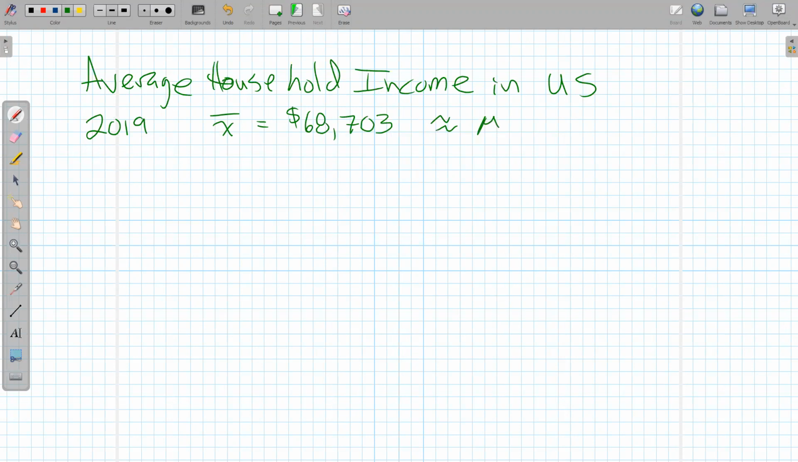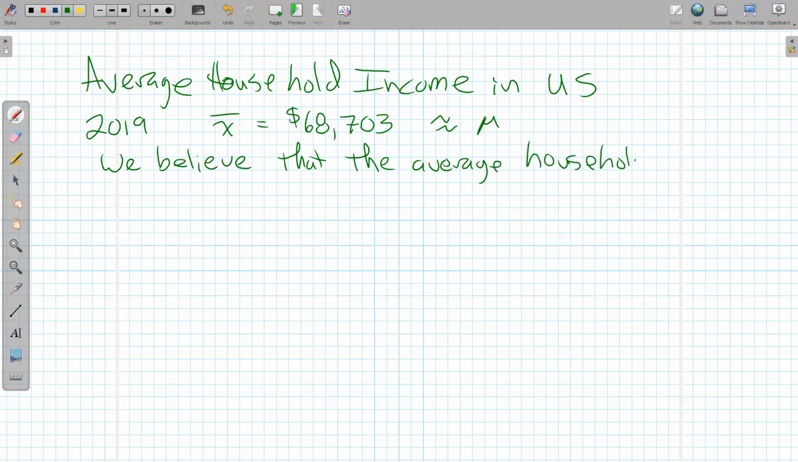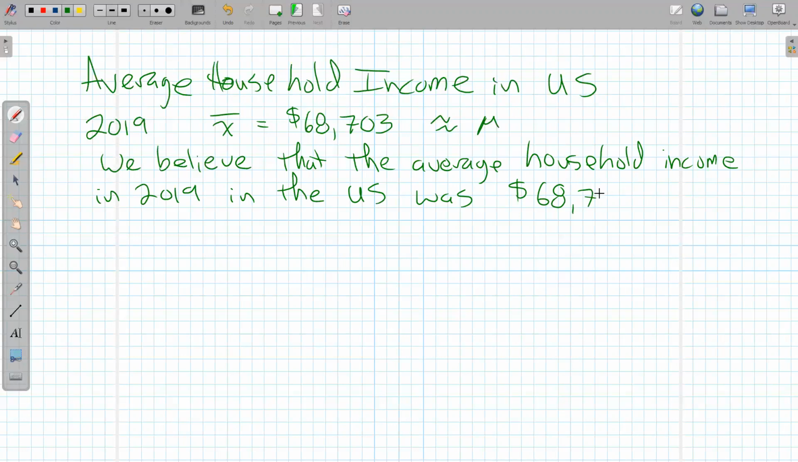So here, I would say something like we believe the average household income in 2019 in the US was 68,703. New York skews that, you think? I don't know, it's a good question.